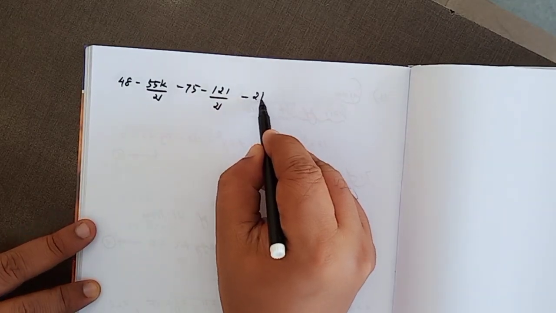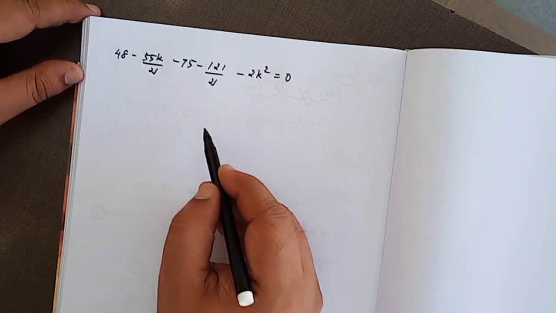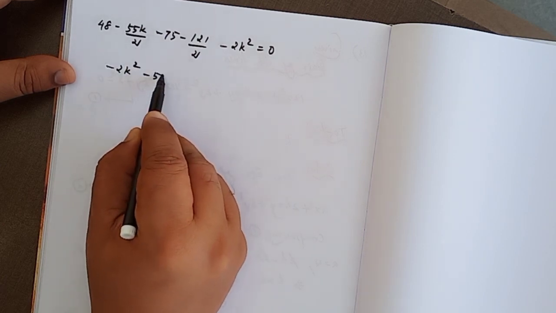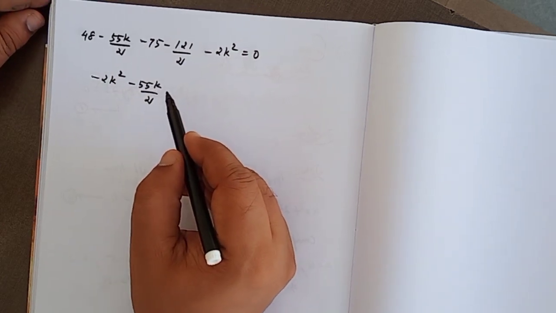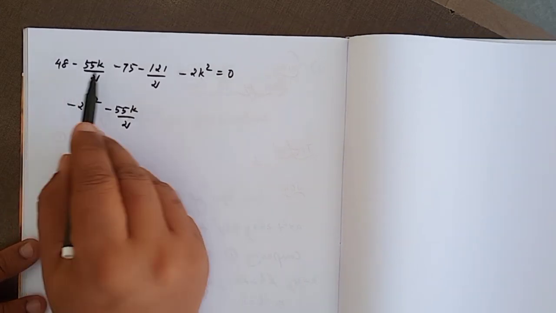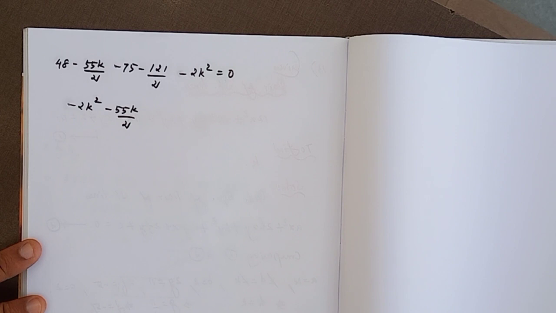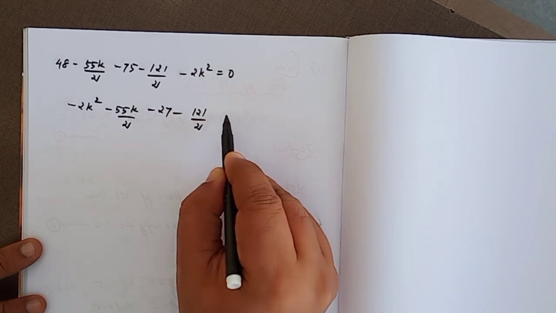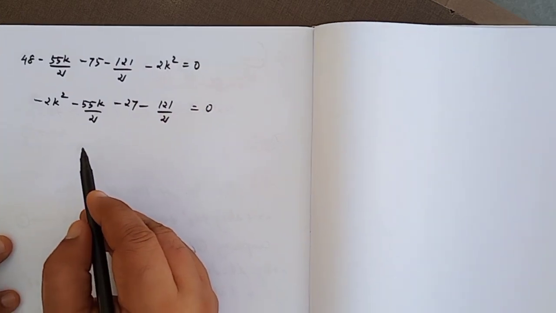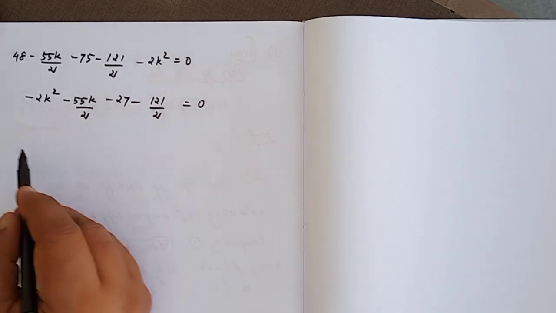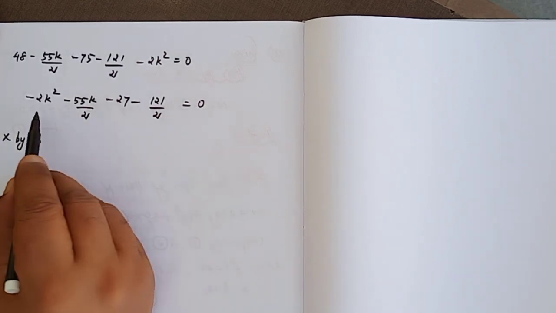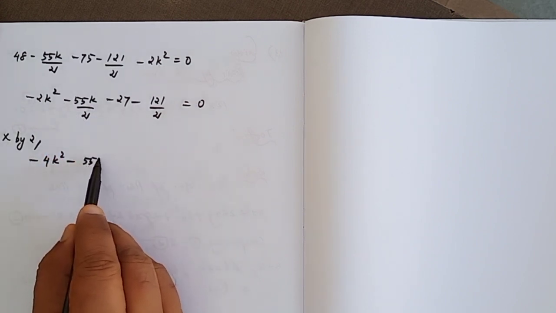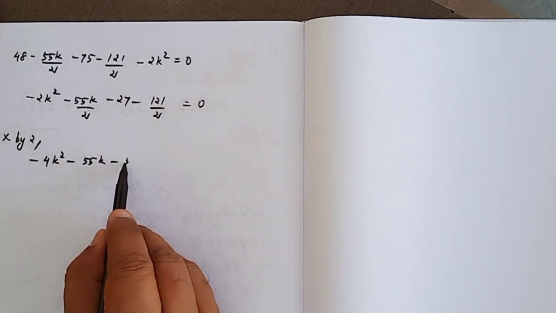Right here, minus 2k squared first, then minus 55k by 2. Finally, the constant: we have 48 minus 75, that is equal to minus 27, minus 121 by 2, that is equal to 0. Here we have 2, here also we have 2. For eliminating these 2, multiply by 2. If we multiply, we'll be getting minus 4k squared. If we multiply by 2, the 2 gets cancelled, so minus 55k. 27 into 2, that is equal to 54.